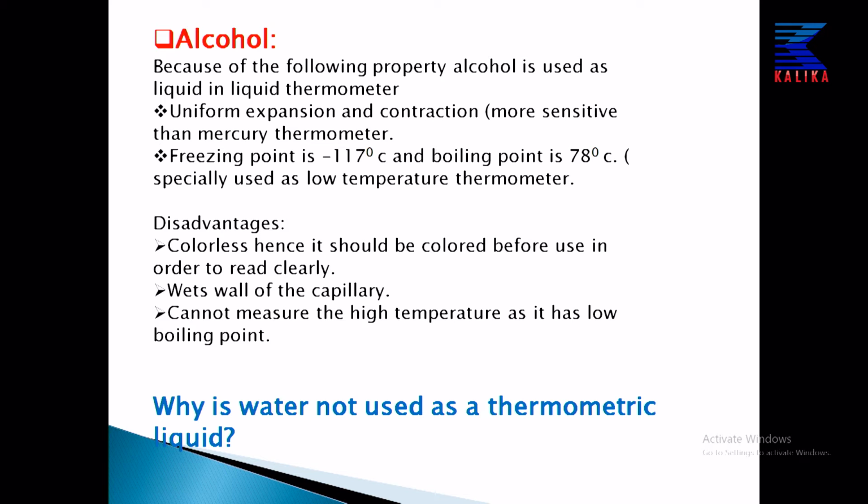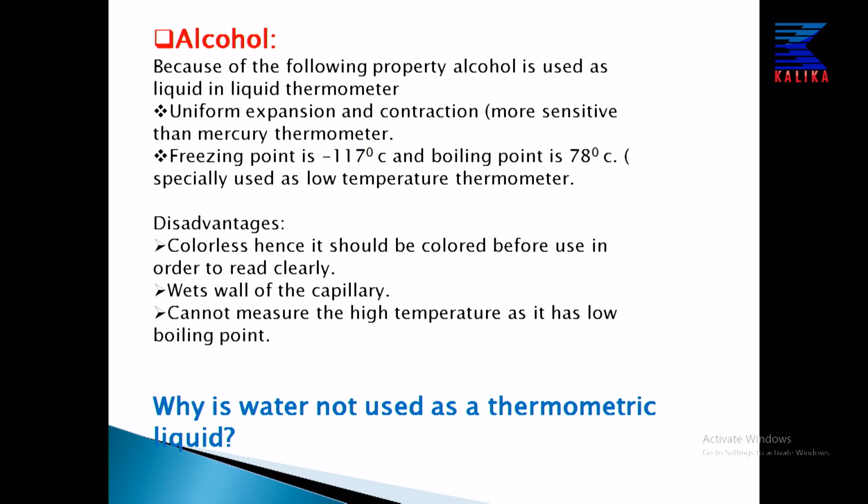and its major disadvantage is that it is colorless. So, it should be colored before use, and it wets the wall of the capillary tube. Similarly, it cannot measure temperature above 78 degrees, that is, high temperature. So, it is widely used as a low temperature thermometer, and it is very useful for mountaineers, because in high mountain ranges the temperature may reach below minus 40 or minus 50 degrees Celsius, and at that temperature an alcohol thermometer is used.